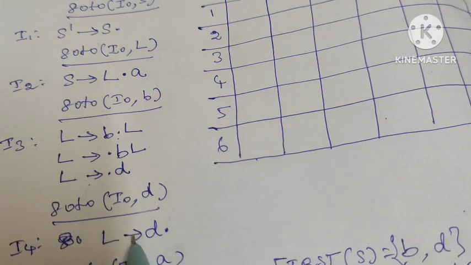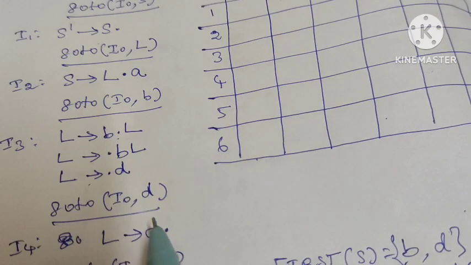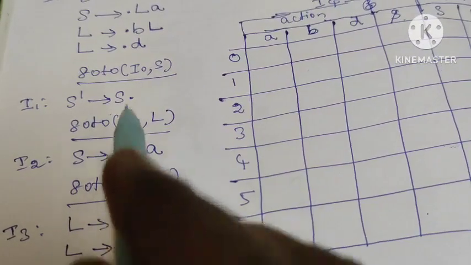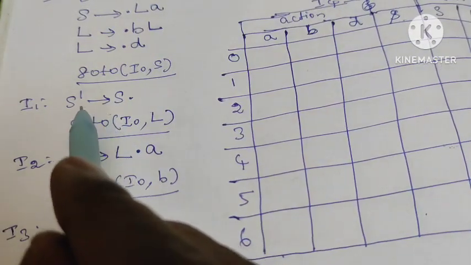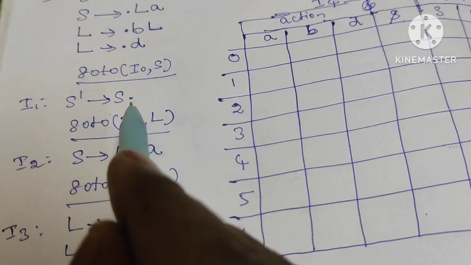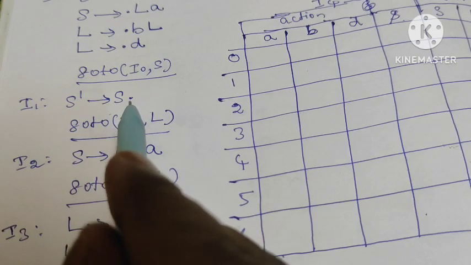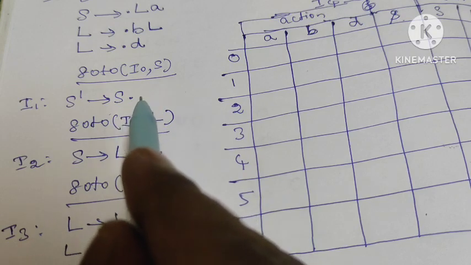Now we have processed all the dots in item set 0, spanning from dot before S, dot before L, dot before B and D. We have done it. Now we have to see for other item sets whether dot is before a terminal or non-terminal. Now when we come to item set 1, item set 0 has been completely processed. In item set 1, we can see that the dot is at the end. So when dot is at the end, there is no need to process it. We can stop it. So in item set 1, there is not any dot before a non-terminal or a terminal. So no need to process it.